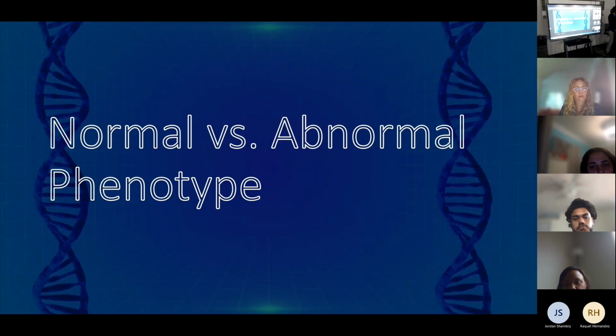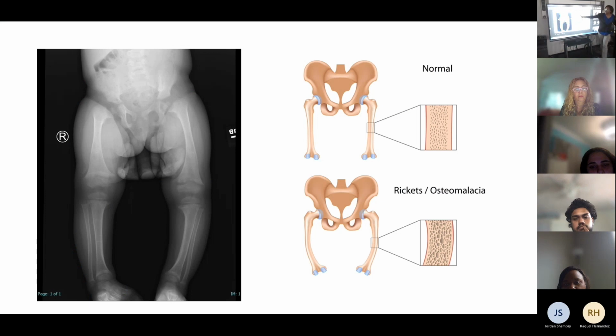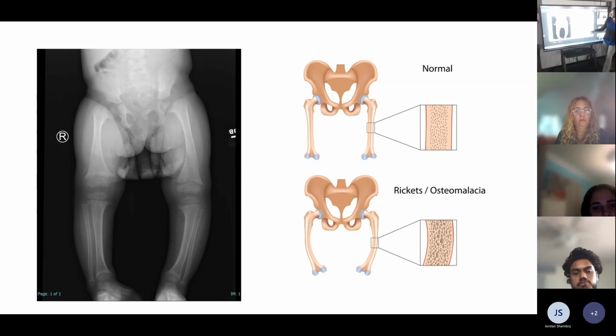So now we're going to go over your normal versus abnormal phenotype. Right here is a 2-year-old female. She has distal tibial metaphyseal flaring, which is the bowing of the knees right here, as Marlo talked about earlier. And right here, you're going to see a difference in the mineralization, because phosphate is what allows the bone to mineralize. If there's a deficit in phosphate, there's poor mineralization, where you see a lot of pores, which causes the bones to be very weak.